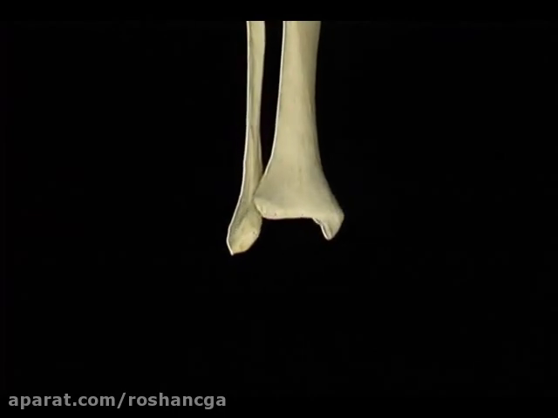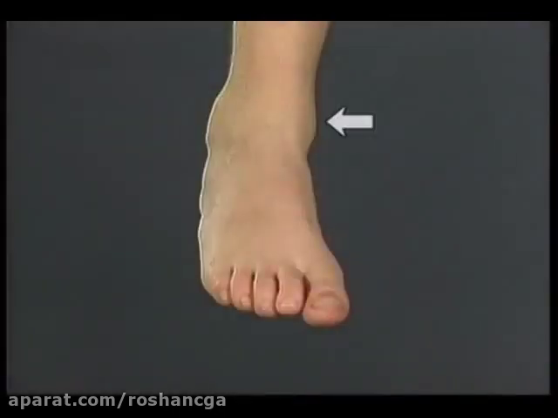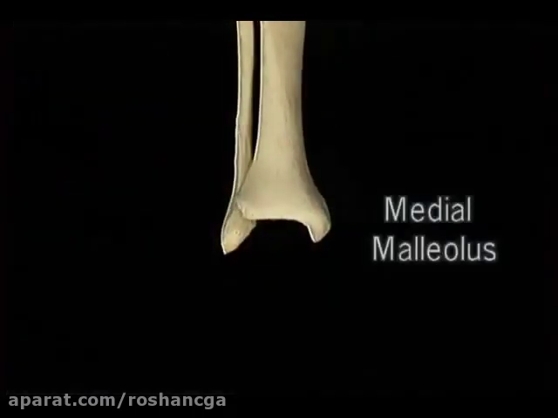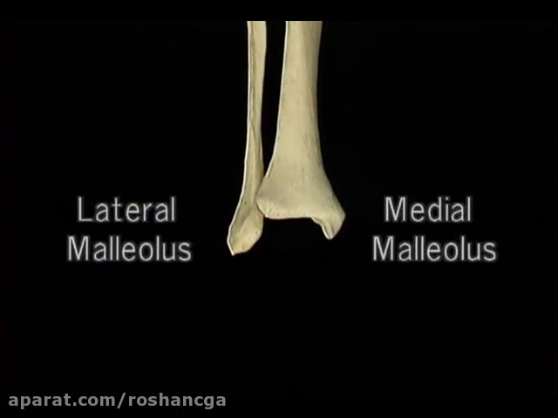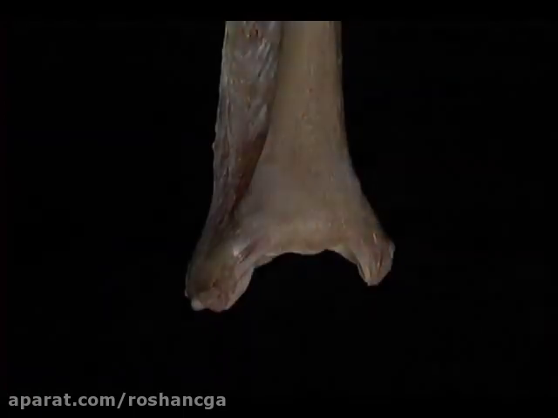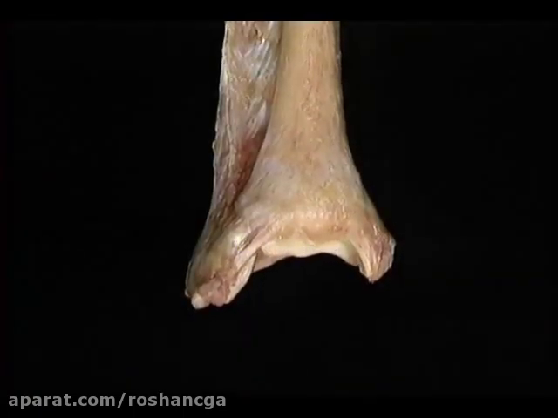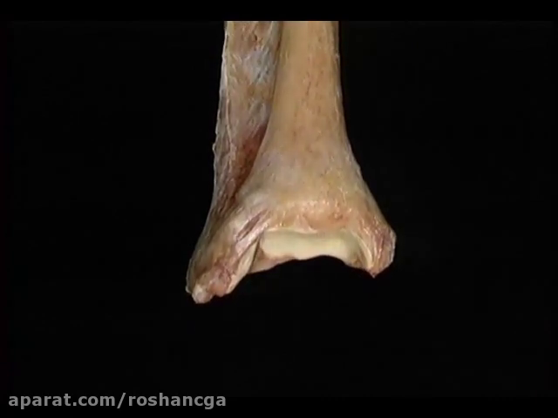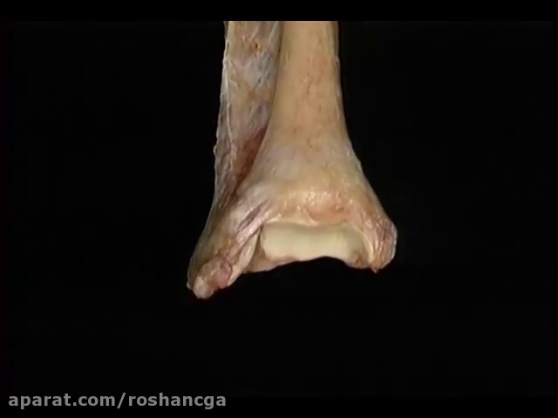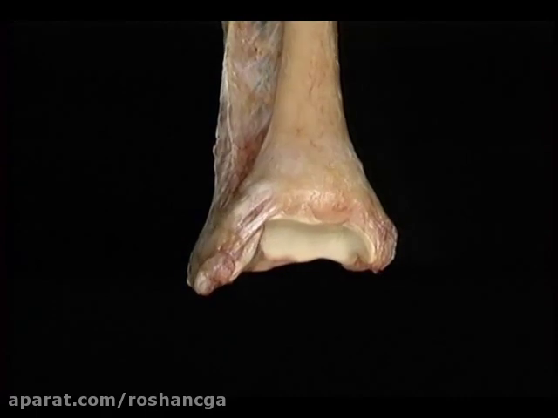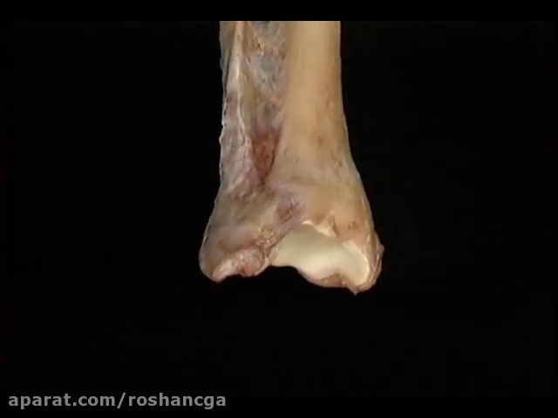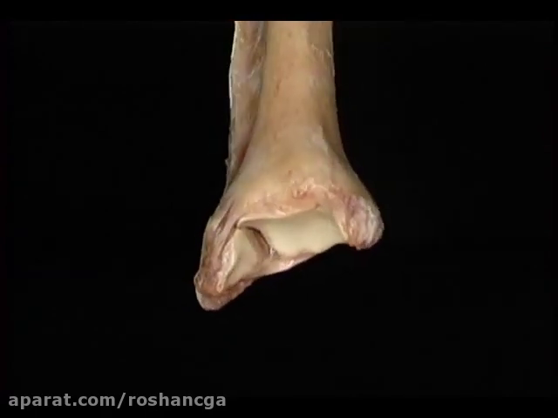The projecting ends of the tibia and fibula, which stick out on either side of the ankle, are called the medial malleolus and the lateral malleolus. The articular surface for the ankle joint is a broad notch formed by the curved undersurface of the tibia and the inner surfaces of the medial malleolus and the lateral malleolus. Now let's look at the bone that articulates with the tibia and fibula to form the ankle joint, the talus.